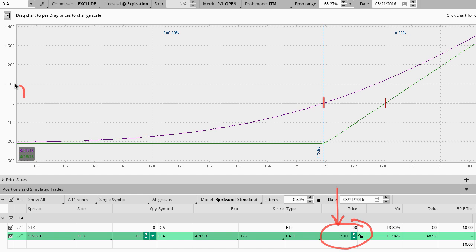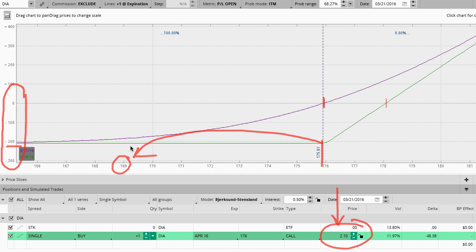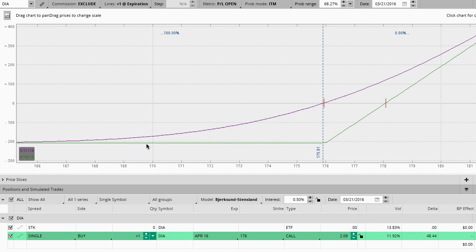So now you can see on the P&L chart on the left-hand side, our maximum risk is $210 on this trade. So even if the stock closed down to 169, and it's currently trading at 175.93, even if the stock moved all the way down to 169, we'd still only lose $200. If it moved down to 173, we lose $200. If it moved down to 175, we lose $200. So you can see how this payoff diagram shows you where your risk is and not.